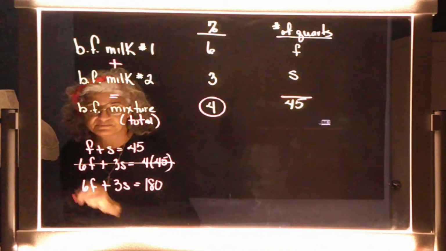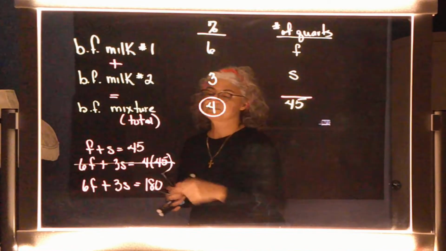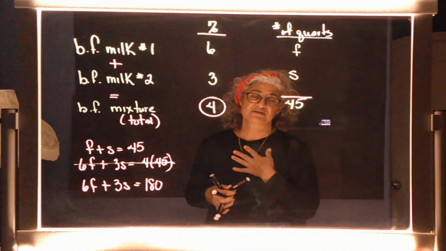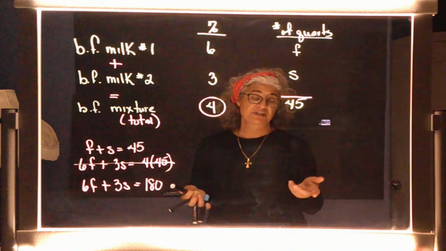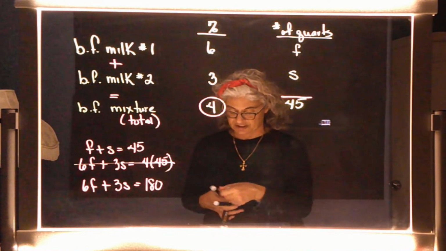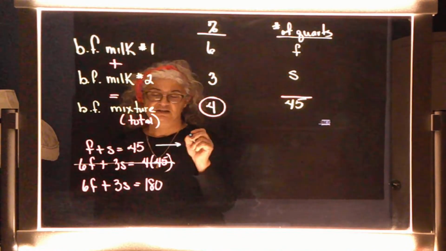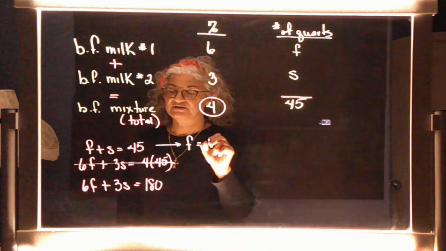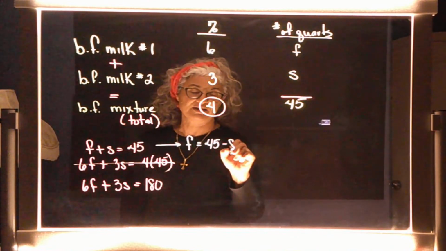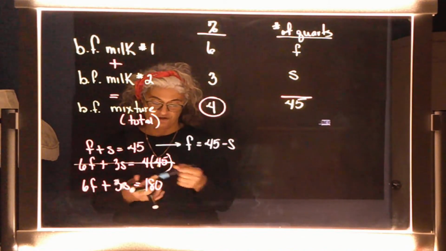So I have these two equations. And now it's my choice how to solve. You can use substitution or you can use elimination. I think I'll go with substitution this time, because some of you are like, do a substitution one. So I'm going to solve for F. So I'm going to do 45 minus S, okay? And then I'm going to plug it into this equation over here.